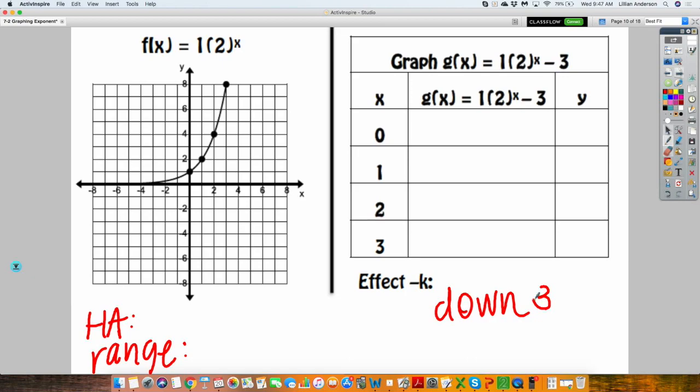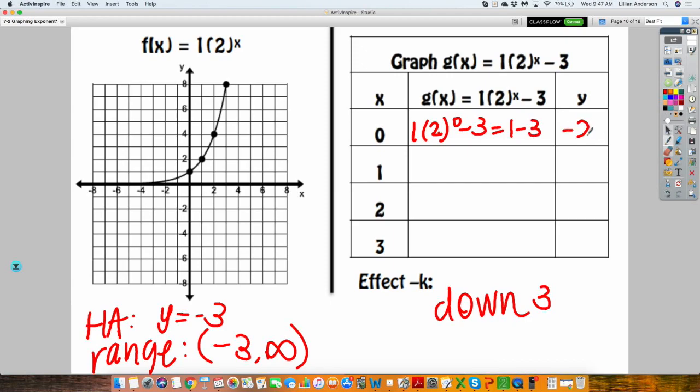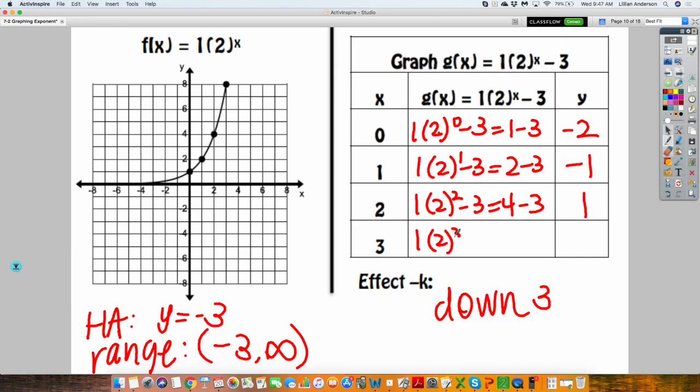What's the horizontal asymptote? Y equals -3. And what's the range? Very good. So that means when you plugged in 0, you would have gotten 1 minus 3, which was -2. When you plugged in 1, you would have got 2 minus 3. When you plugged in 2, you got 4 minus 3. And then when you plugged in 3, you got 8 minus 3, which was 5. So then your graph should look like so.